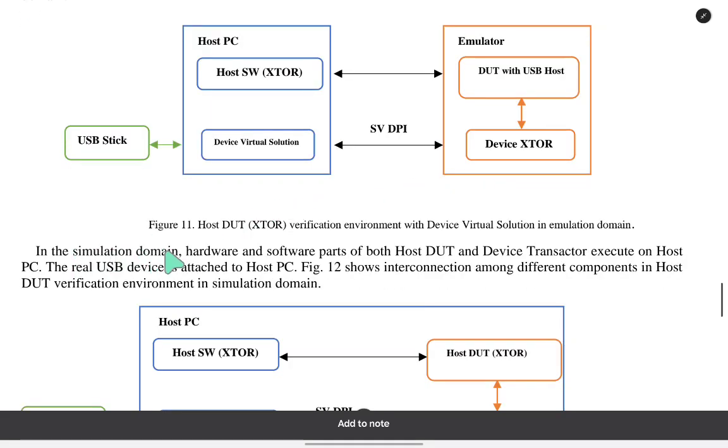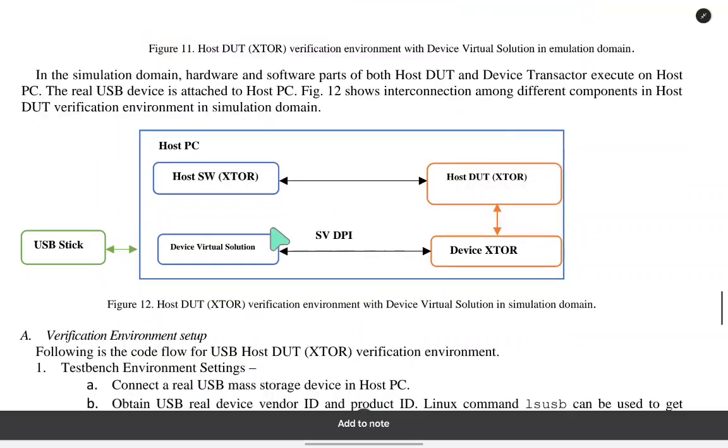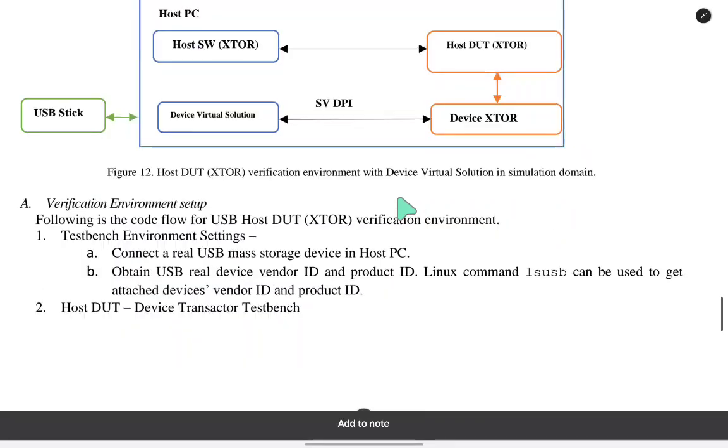In the simulation domain, the hardware and software parts of both the host DUT and device transactor execute on the host PC. The real USB device is attached to the host PC. Figure 12 shows the interconnection among the different components in the host DUT verification environment in the simulation domain. Figure 12 is the host DUT verification environment with the device virtual solution in the simulation domain.